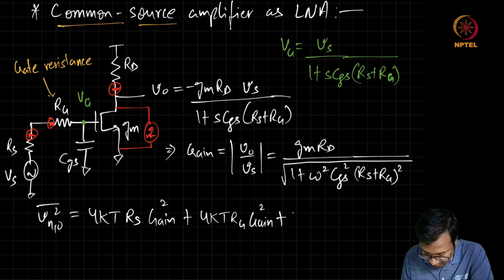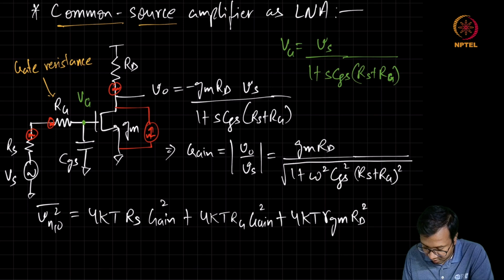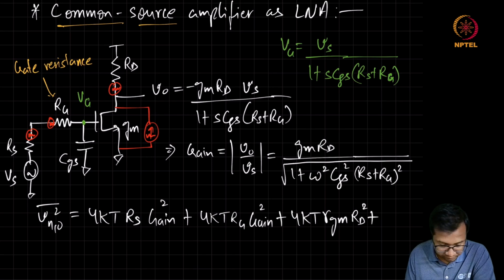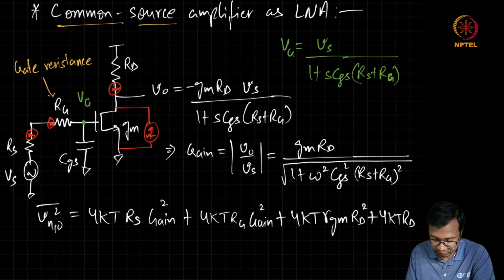So this is going to be 4kT gamma Gm, and this current is going to flow through this impedance Rd, to Rd square, plus the noise due to Rd, which is nothing but 4kT Rd as it is. This is the total output noise PSD, and if you want to find the noise figure, we need to also know the noise at the output due to the input, which is nothing but this first term.